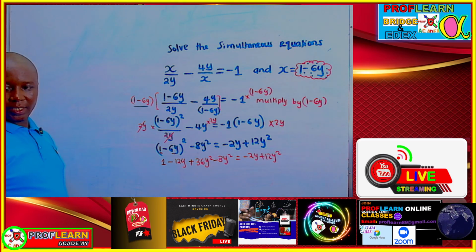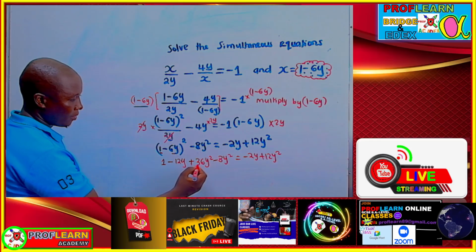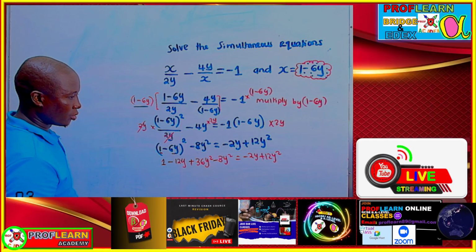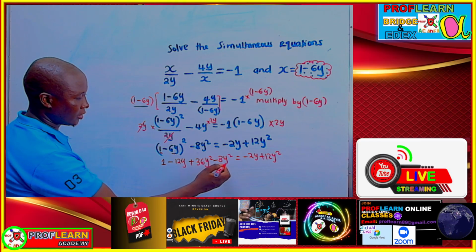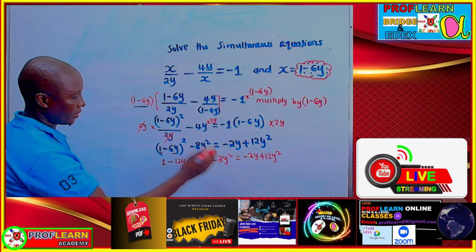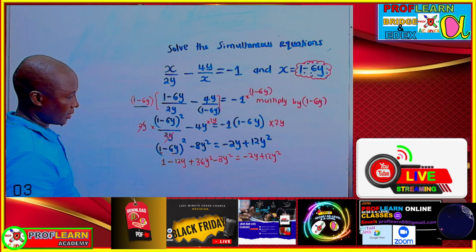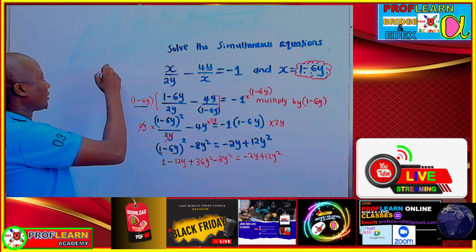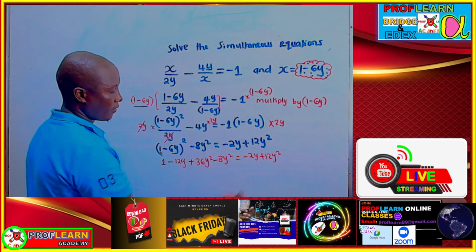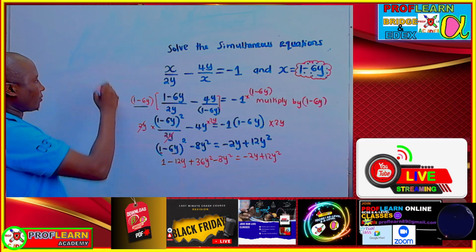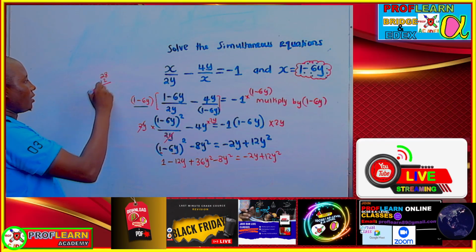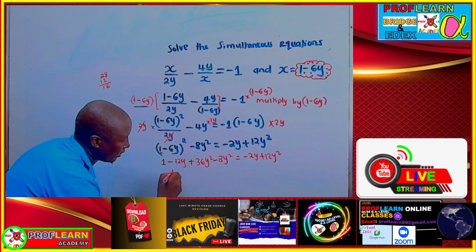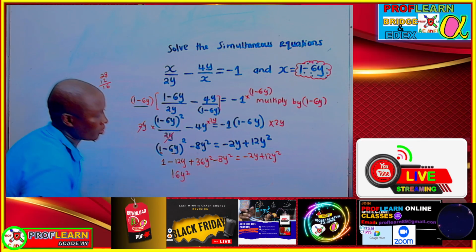Now, if we put the like terms together here, we shall have this translating to 24. This minus this will be basically 36 minus that. That will be 28. 28, we subtract 12. That is going to translate to what? 28 subtract 12, we are going to get 16. So we shall have 16y squared.